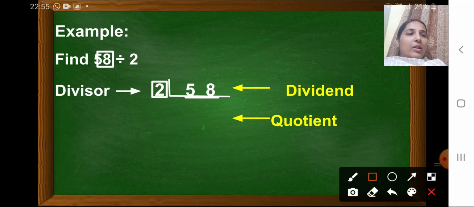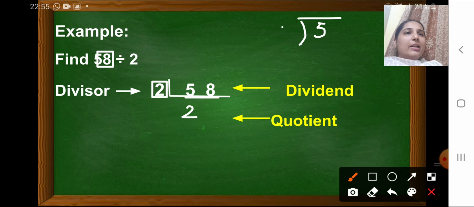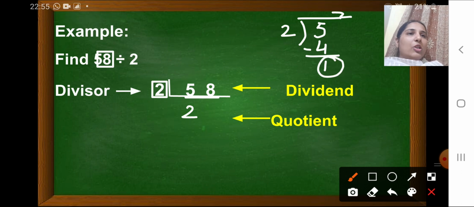If you divide 5 by 2, how many times do you go? 2 twos are 4. 2 threes are 6, which will be more. So we will write 2 here. When you divide 5 by 2, you will get 2. You will write 2 twos are 4 here, and 1 will be the remainder. That 1, which is the remainder, we will write just above the next digit of the dividend, which is 8 here. Now we have 1, 8, 18.